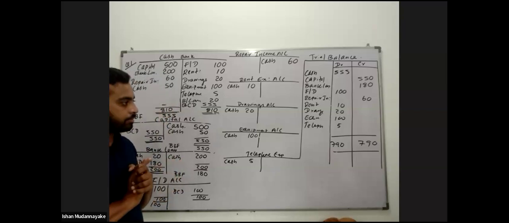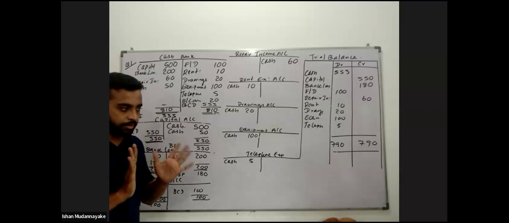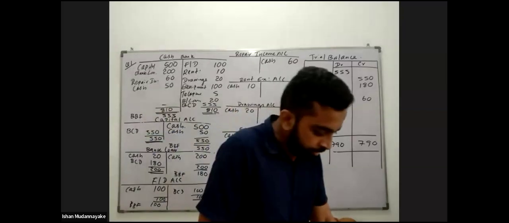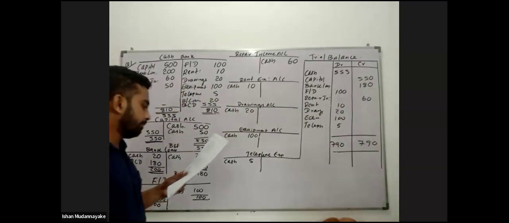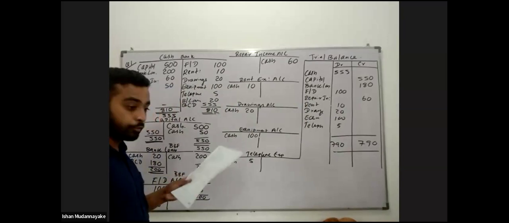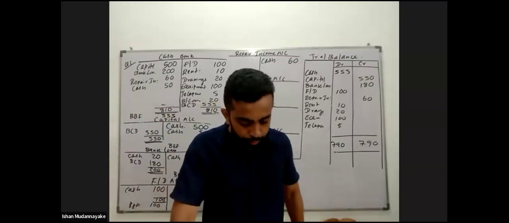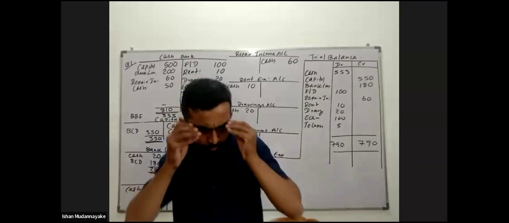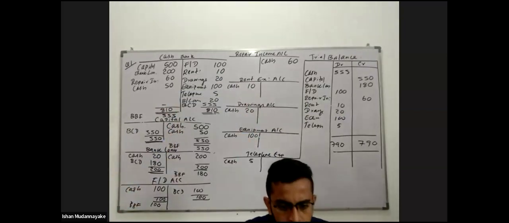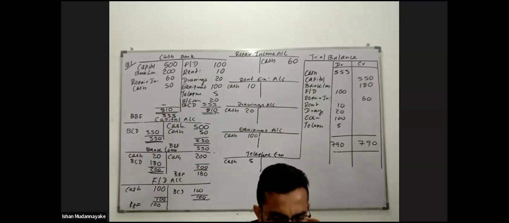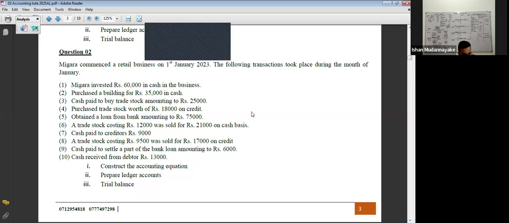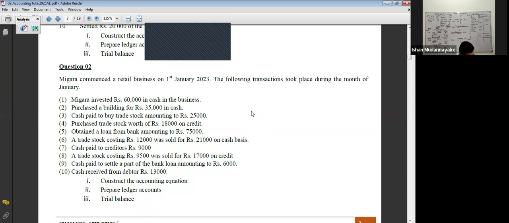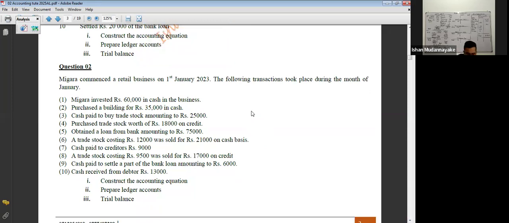Is it clear, Abhishek? Yes, sir. Right. And then question number 1 is okay, right? Accounting equation done, ledger accounts and trial balance. For question number 2, you need to do the same. Please look at question number 2.